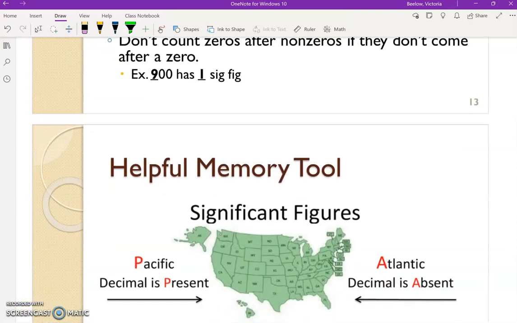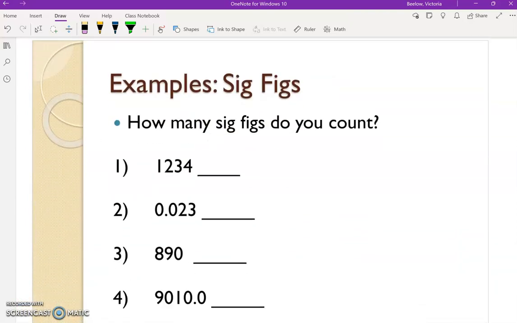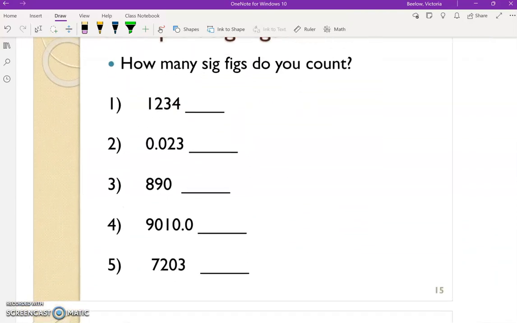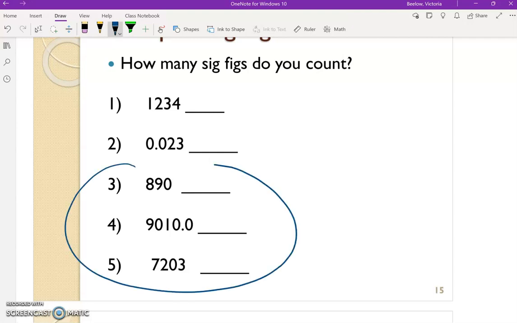So let me do some more examples with you. Okay. So I'm going to do the first 2 examples with you, and then I would like you to try these ones on your own, and then the next day we're going to go over them in class. Okay.